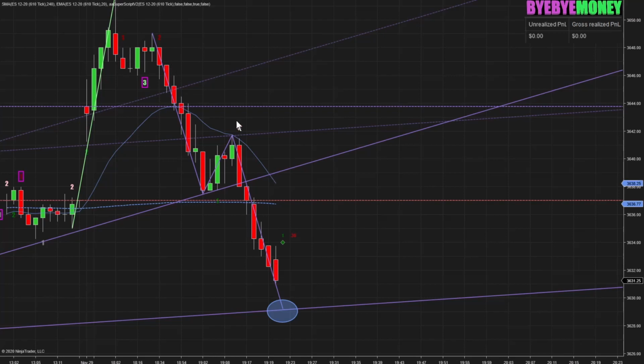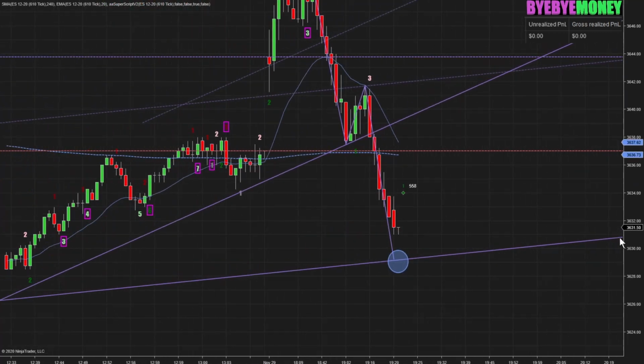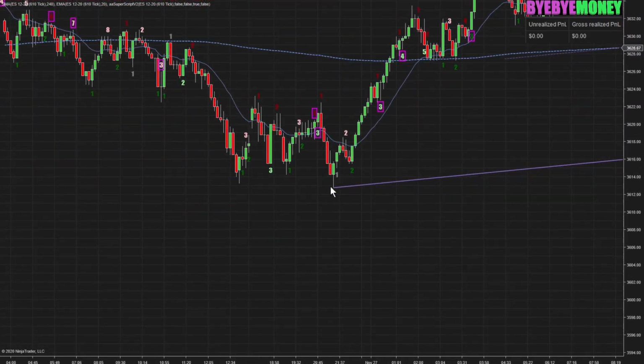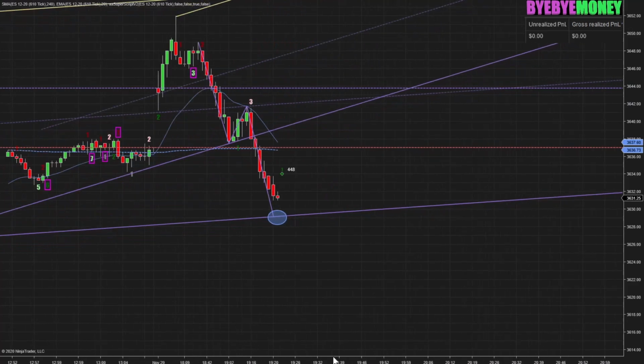Two-legged pullback, A, B, C. Come to Papa. Key area right here, 610 chart. This pivot low. And we're getting right there, approaching it now.